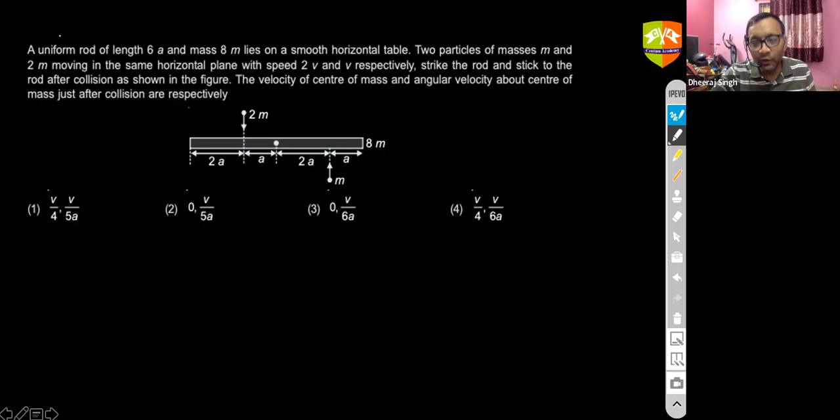I think VCM you can get easily. Can you tell me what is the velocity of center of mass? Zero. Okay. All right, it'll be zero. So it is between 2 and 3.